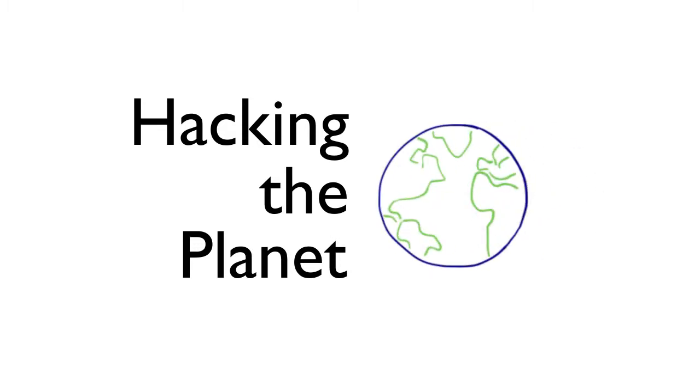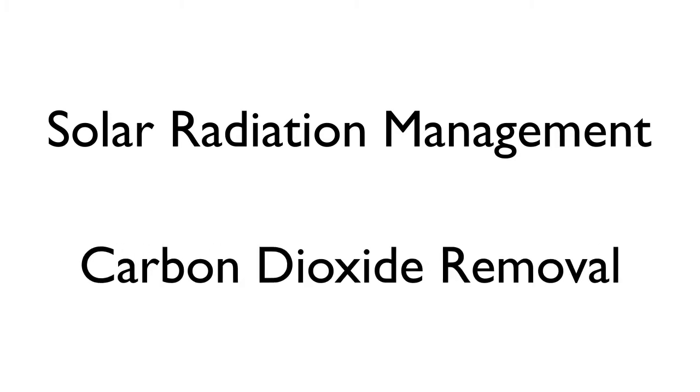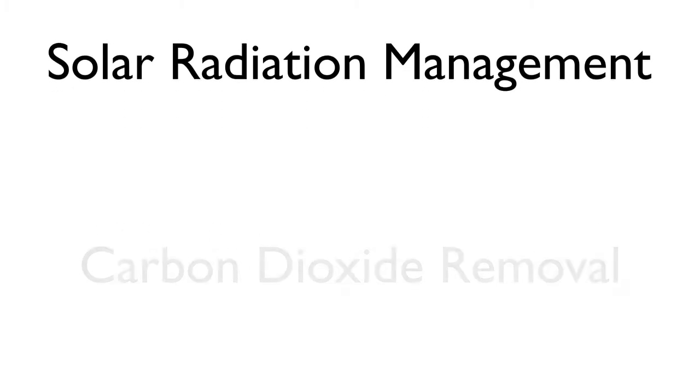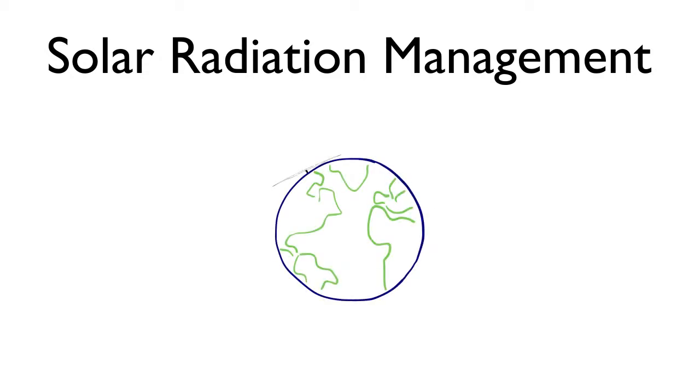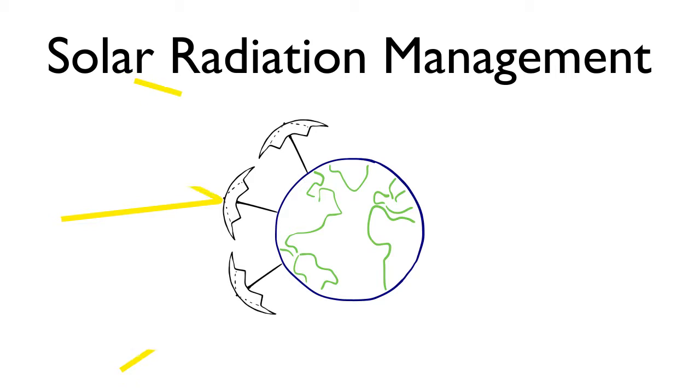Their approach has been referred to as hacking the planet, and it consists of two main sets of strategies. The first is solar radiation management, and the second is called carbon dioxide removal. Let's start with solar radiation management. The idea of solar radiation management is to reduce the amount of energy that hits the Earth in the first place by reflecting some of that energy back out into space.